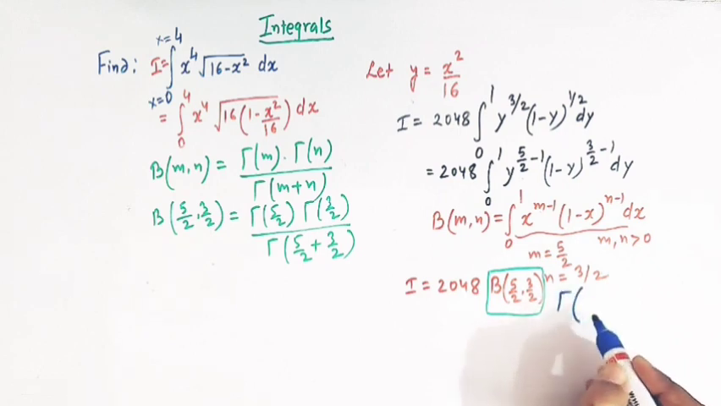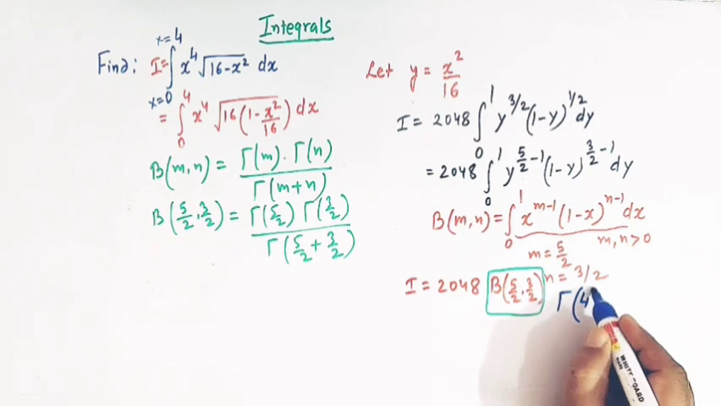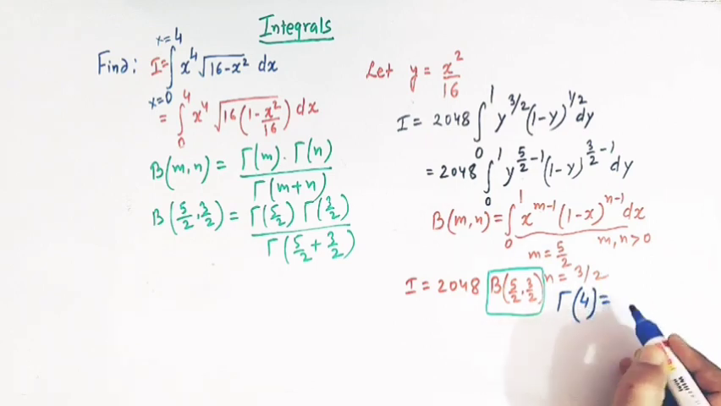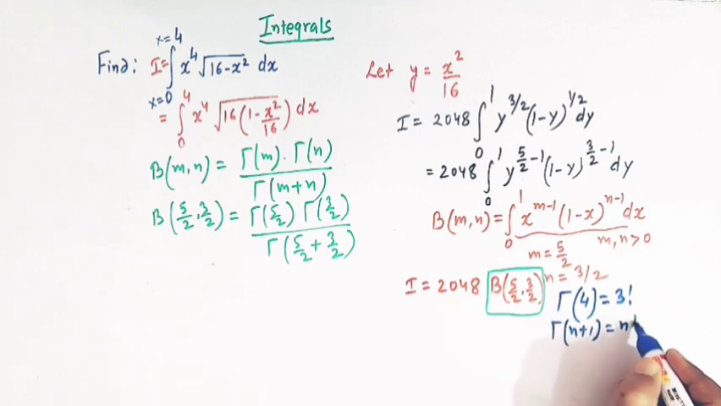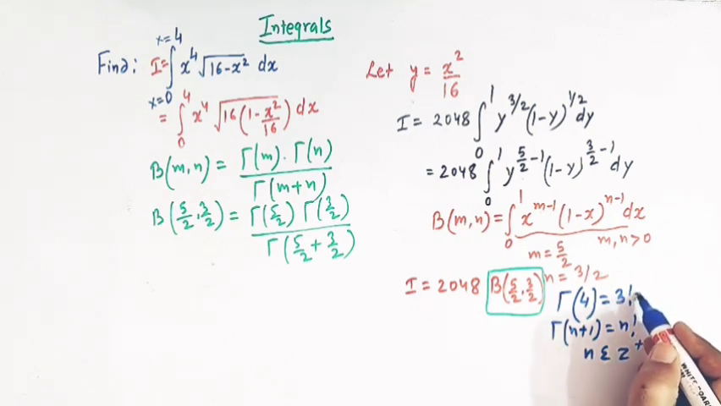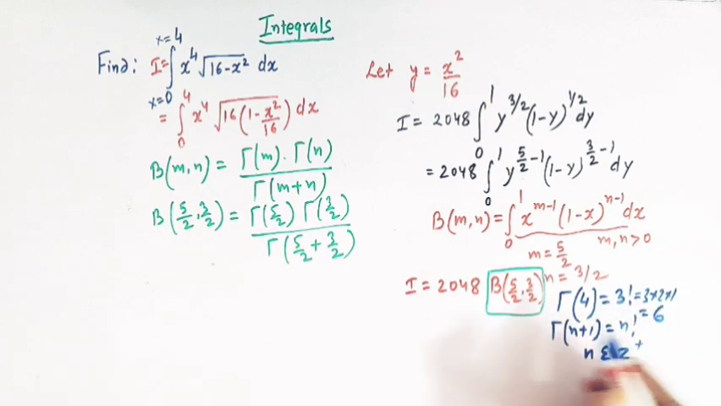So this is 5 plus 3, 8 over 2, that is gamma of 4, and gamma of 4 can be written as 3 factorial, right? Because we know that gamma n plus 1 is equal to n factorial, where n belongs to some positive integer, right? So here we have 3 factorial. 3 factorial is 3 times 2 times 1, that is equal to 6, right?